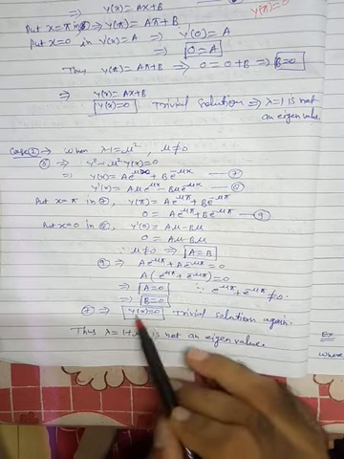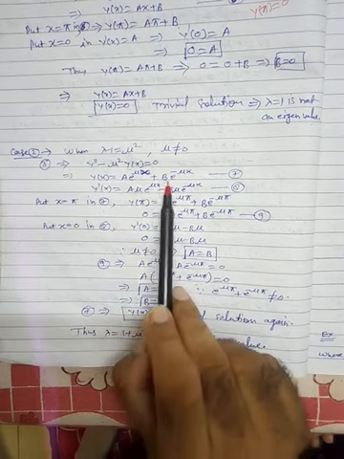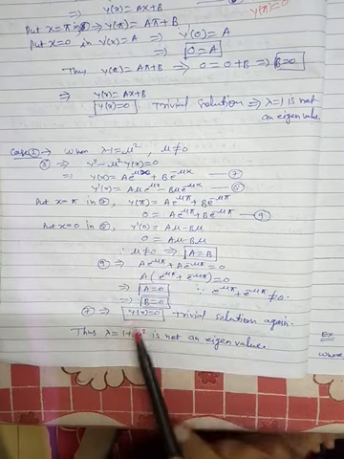So ultimately what will the solution be? A is 0, b is 0, so putting 0 and 0, y(x) will be 0.